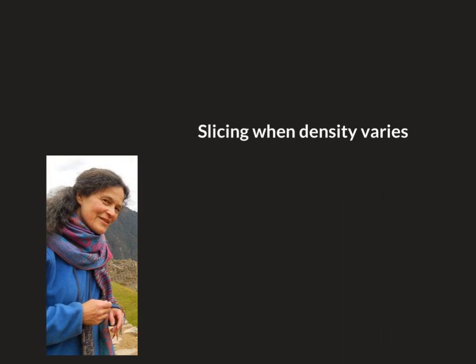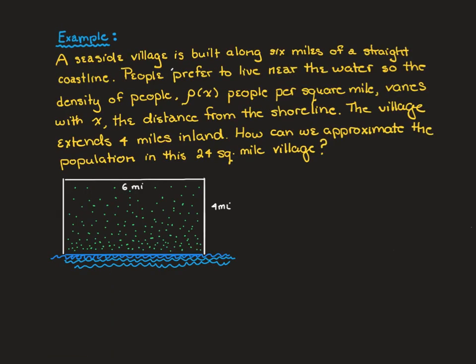In this video, we'll talk about slicing when density varies. Let's consider a seaside village, a village that's along a 6-mile straight coastline.